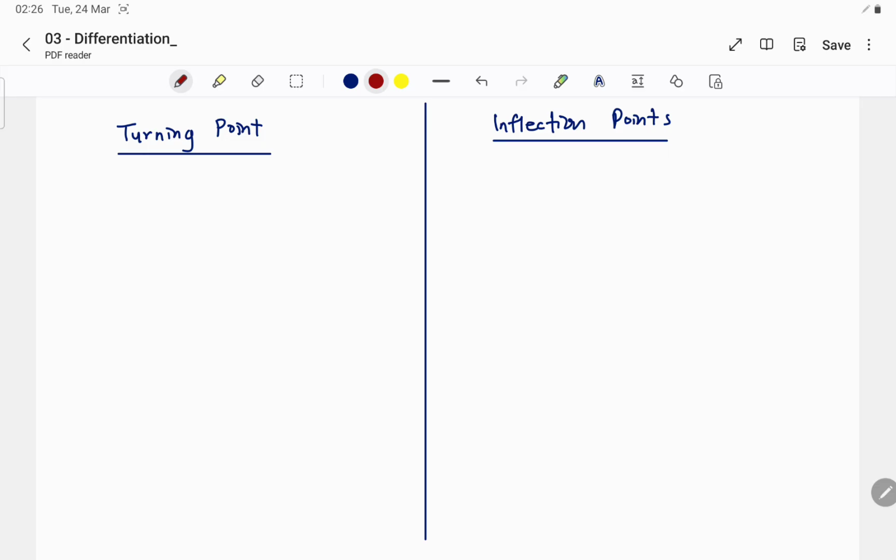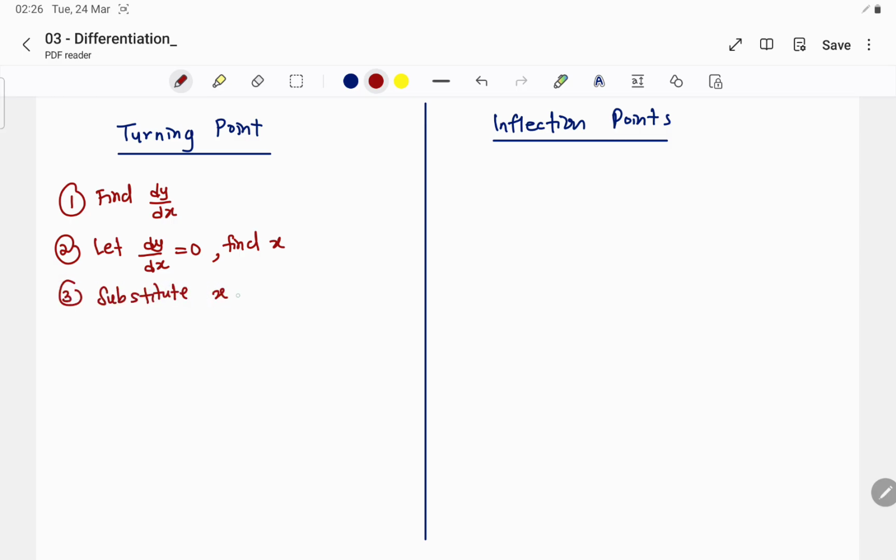Okay, so for the first step of turning point, what you have to do is find dy dx, and then let dy dx equal to 0. And then here you will find x. After you find x, substitute x into y. And then here you will get a point xy.